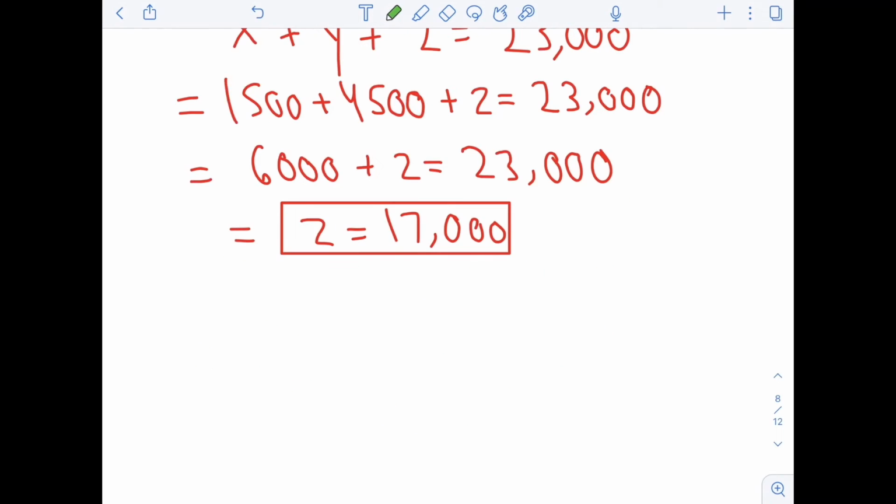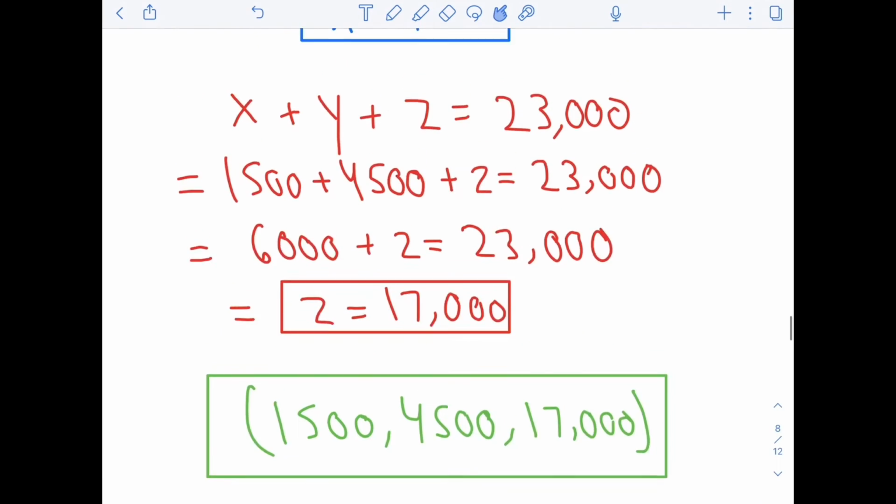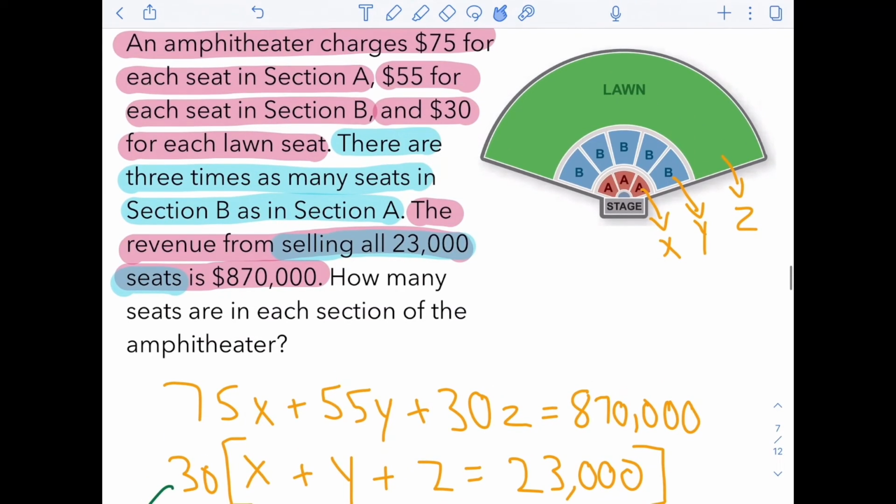Our ordered triple solution is 1,500, 4,500, 17,000. There are 1,500 seats in section A, 4,500 seats in section B, and 17,000 lawn seats. And that makes sense because if you look back at our image right here, there are more seats in section B than there are in section A. So there was 1,500 in section A because it's pretty small, and there's 4,500 in section B because it's bigger than section A, and there's 17,000 lawn seats because that's a really huge section of this amphitheater.